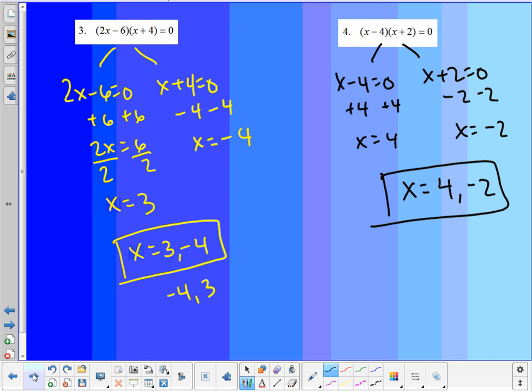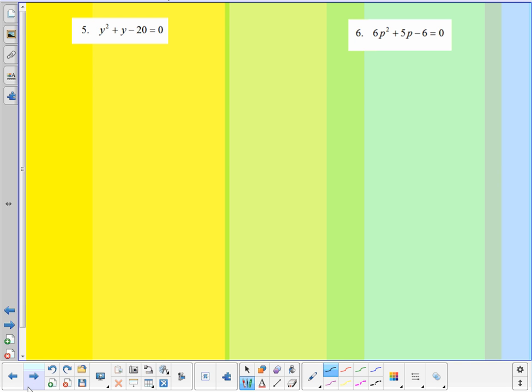All right, so now when we look at number 5, this one looks a little bit different. This one is still in trinomial form. It's still written as a quadratic equation. So I have to do a little bit of work here before I can set them equal to solve. I have to factor first. Okay, so we're going to factor this first.